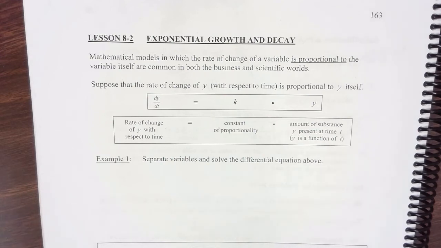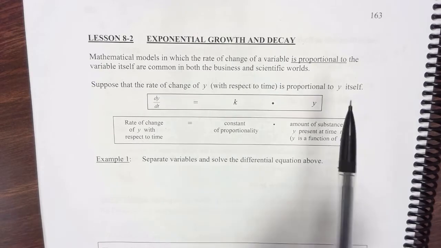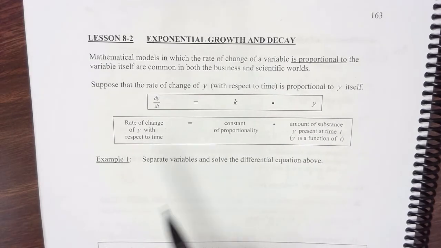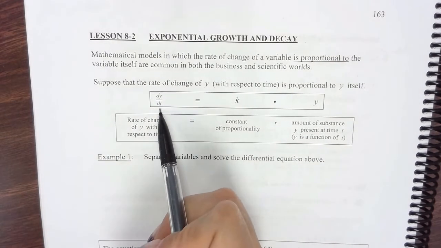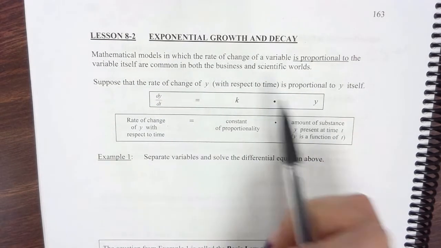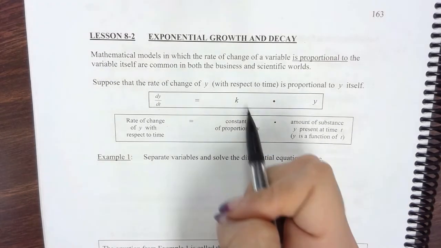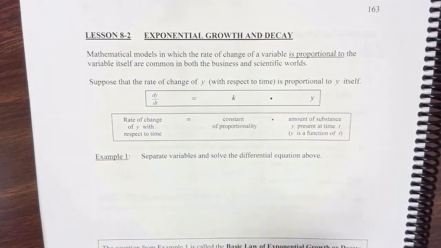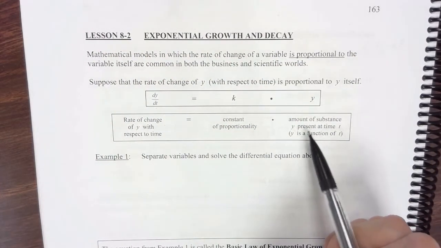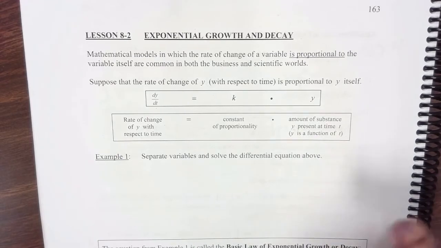Alright, today we are going to do exponential growth and decay. Mathematical models in which the rate of change of a variable is proportional to the variable itself are common in both business and scientific worlds. Many of you might have seen this in physics. Suppose that the rate of change, which is dy over dt, is proportional to y itself. So k is a constant, guys. So k is a number, and y is the amount of substance present at time t.